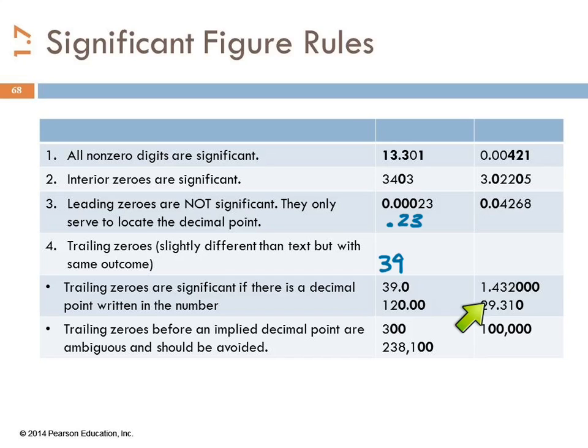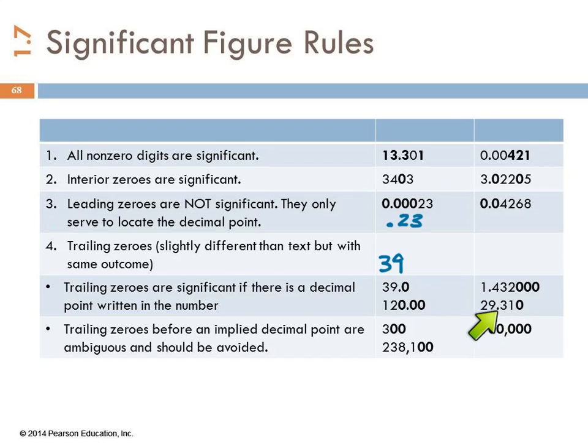Here we've got 1.432000. There are trailing zeros. There is a written decimal point. Those are significant. Here we have 120.00. Now this 0 is before the decimal point, but that doesn't matter. These are all trailing zeros. They're significant.